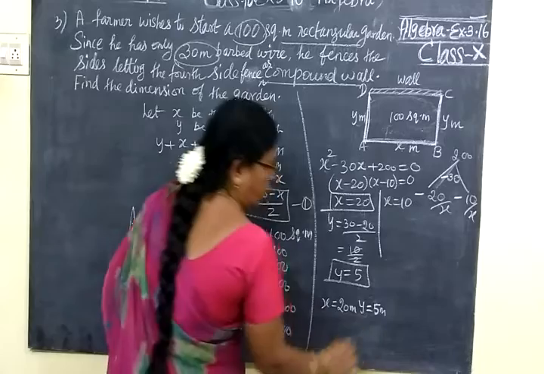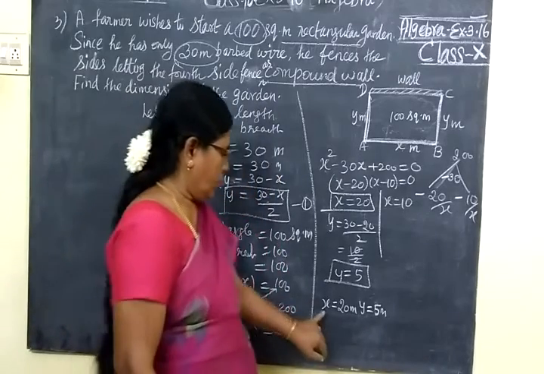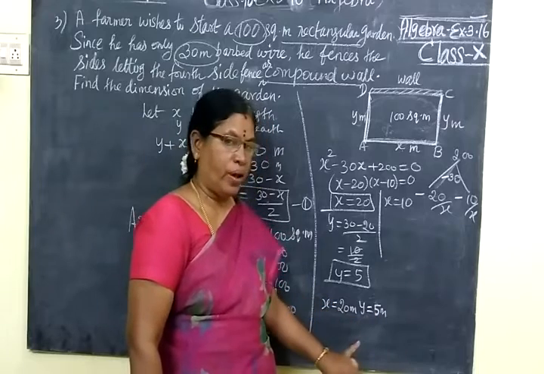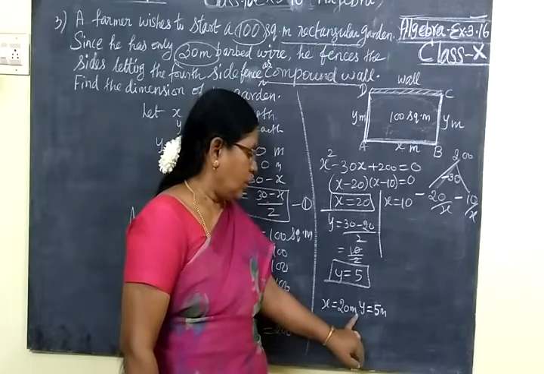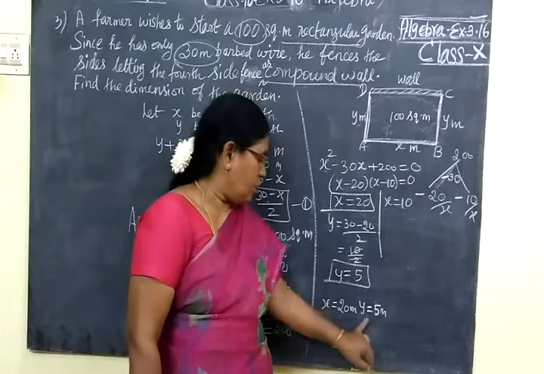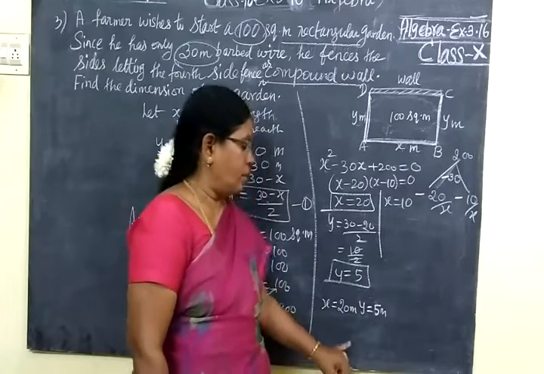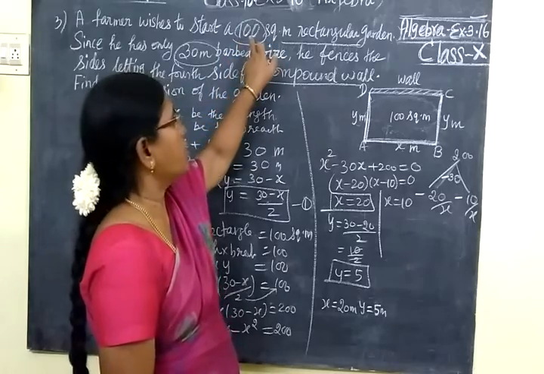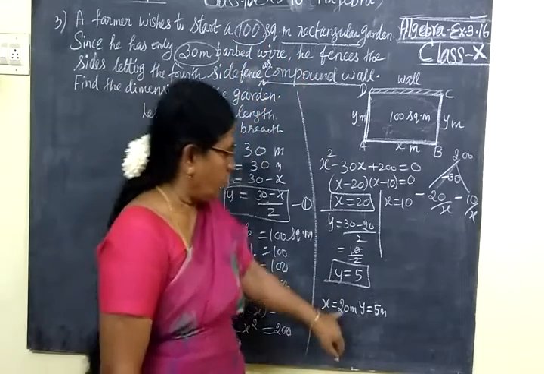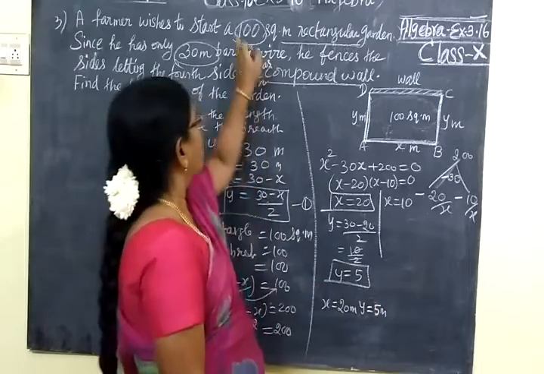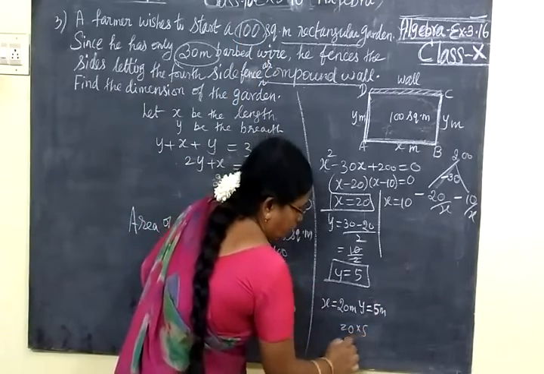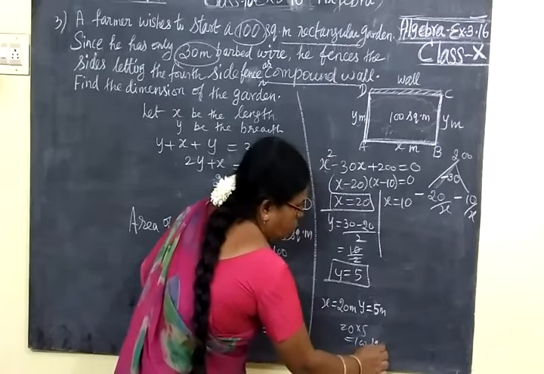So the rectangle can be formed with x value as 20 and y value as 5 meter. That is length equal to 20, breadth equal to 5. 20 into 5, 100. If you want to verify the answer, here it is given area is 100 square meter. So if you multiply this, you are getting 100. 20 into 5, you are getting 100 square meter.